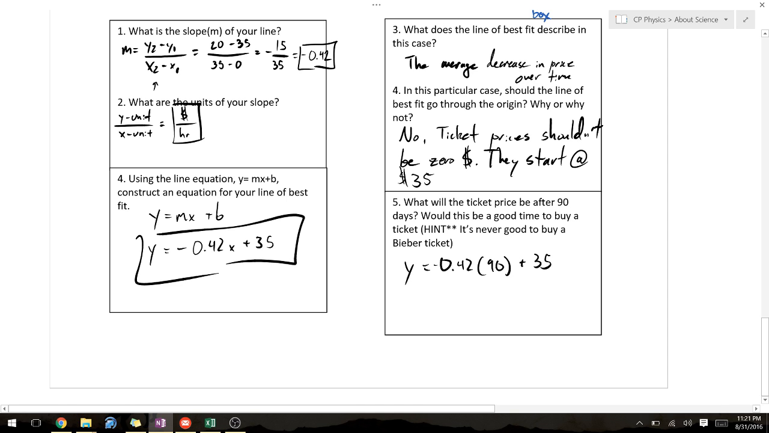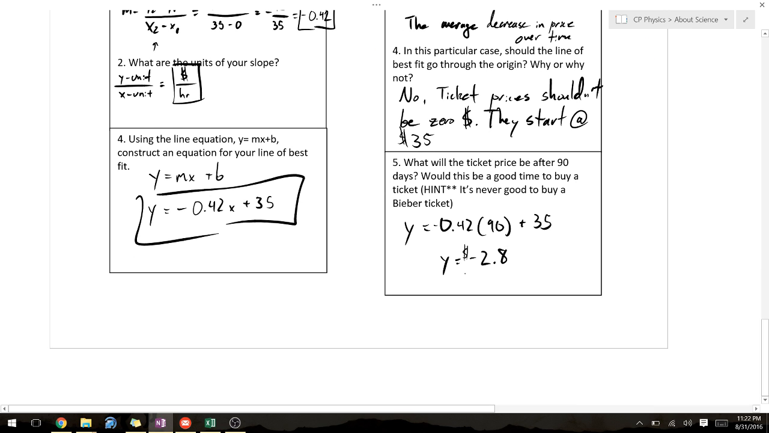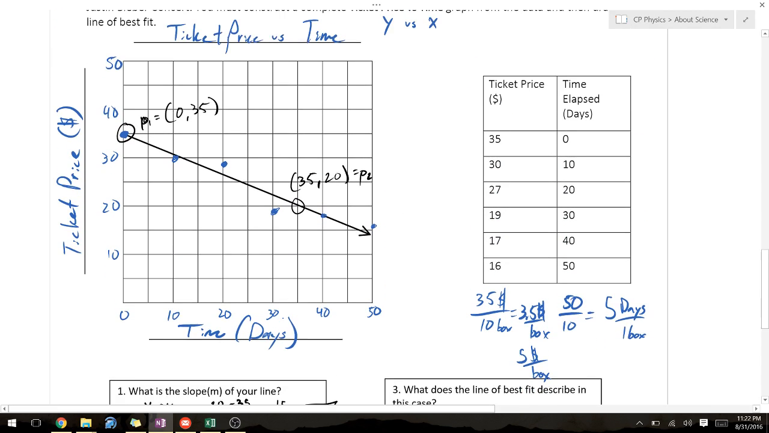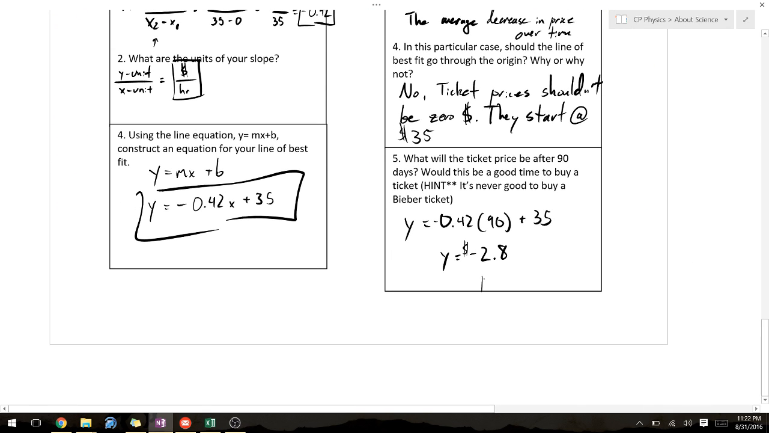So when we do that math, negative 0.42 times 90 equals negative 37.8, plus our 35, right? We get a price of negative 2.8, right? And this is negative $2.8. So what does that mean? That means you would have to get paid to go to a Justin Bieber concert, and that's how it should be. No one should ever have to go to a Justin Bieber concert of their own will. So this is actually, honestly, kind of a nonsense answer. It's kind of just comical to myself. But this is what it's saying.